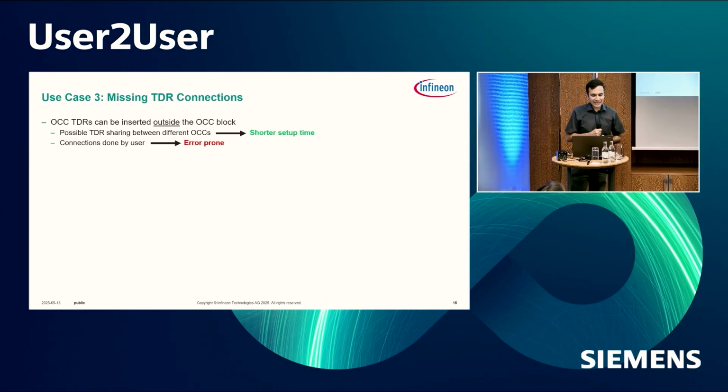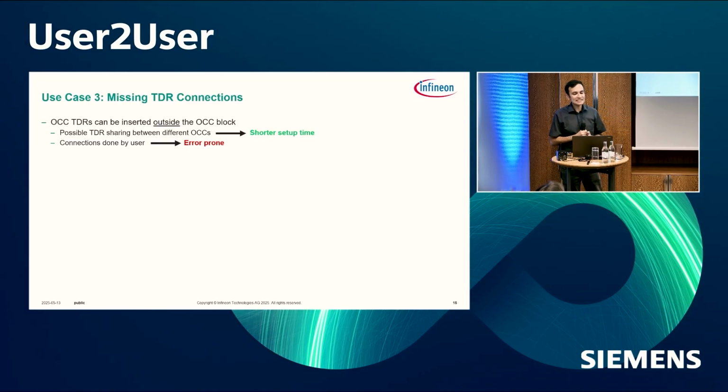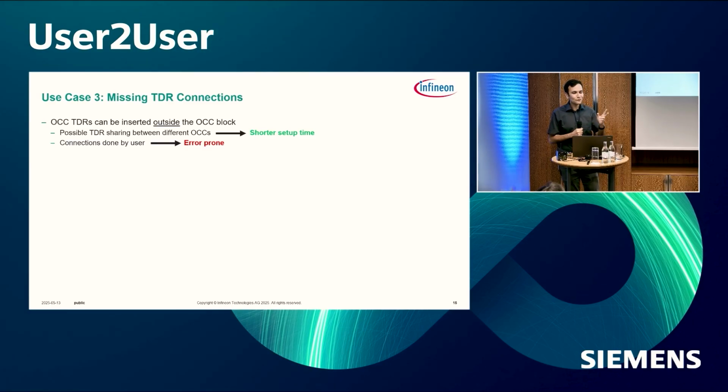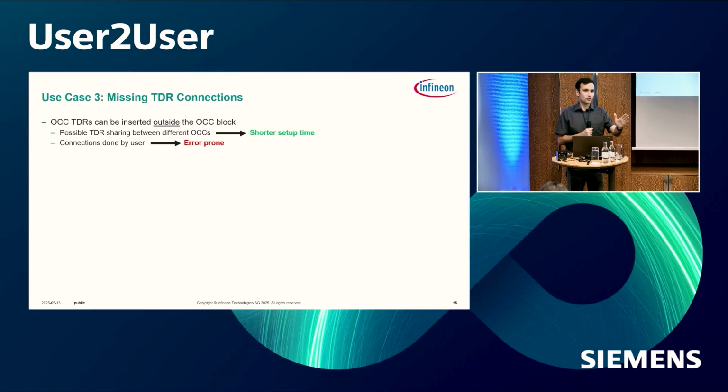I have another example. It's a more complex one. It's related to missing TDR connections. So in our designs, we use the Tessent OCC. When you use Tessent OCC, you basically have two flavors. You can either insert the TDRs for the OCC directly inside your OCC, or you can bring them outside your OCC and then connect these TDRs to the OCC. So they are outside the OCC.